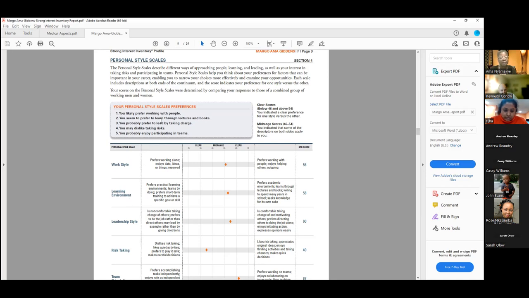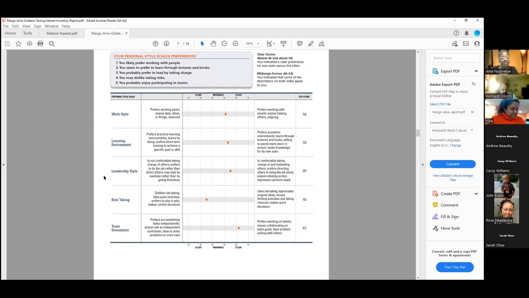The learning environment, you prefer lectures and books, so you can see that. And then you also have the number, right? Leadership style, we're probably preferred to lead by taking charge. I'm going to skip on that. But anyway, it's going to tell you whether you may dislike taking risks. So these are the components: work style, learning environment, leadership style, your ability to take risk, and team orientation.